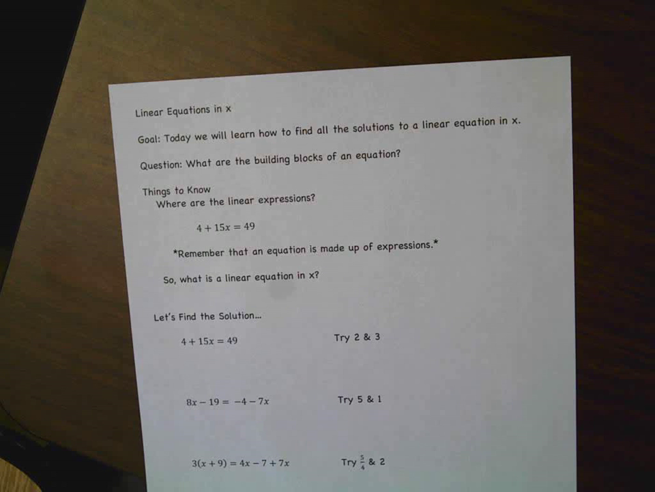All right, so what is a linear equation in X? A linear equation in X is an equation that has exactly one value for the variable X to make the math sentence true. Okay? And so that's what you've got to think about with this. Linear equations in X, that means there's exactly one value for the variable. So let's find the solution.